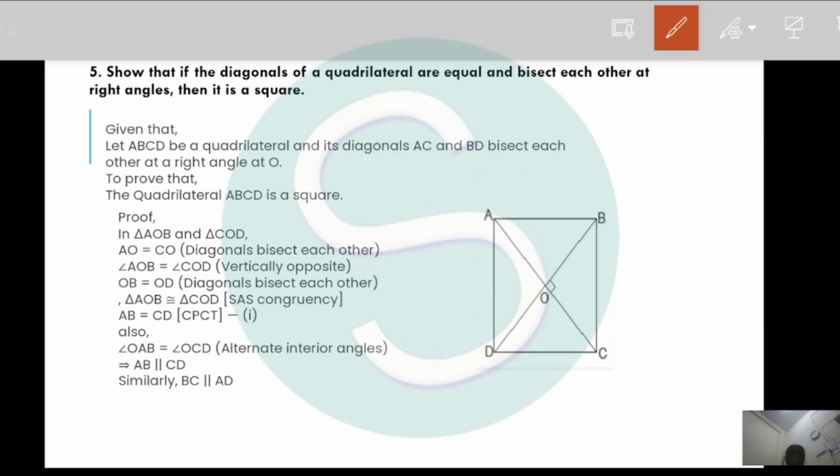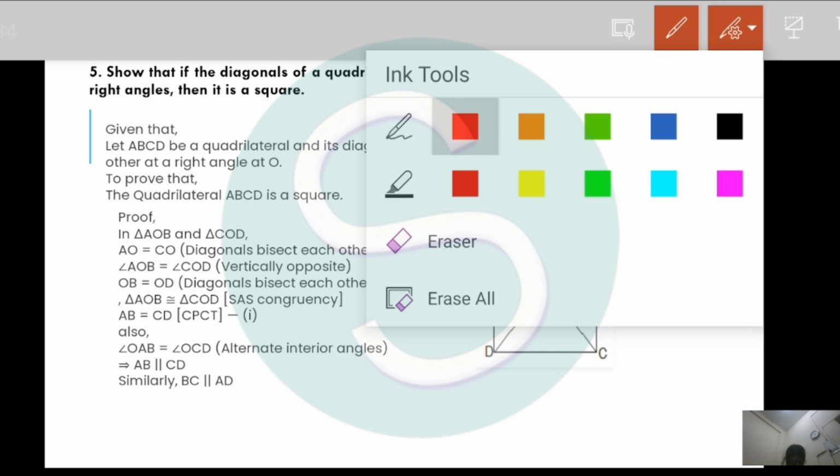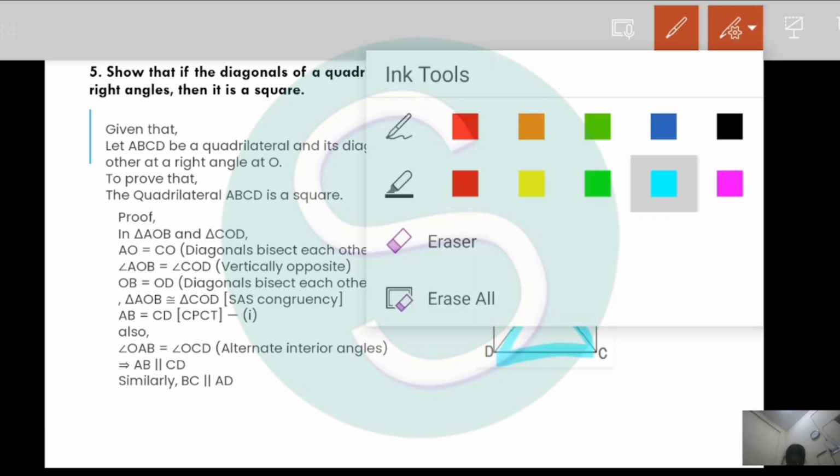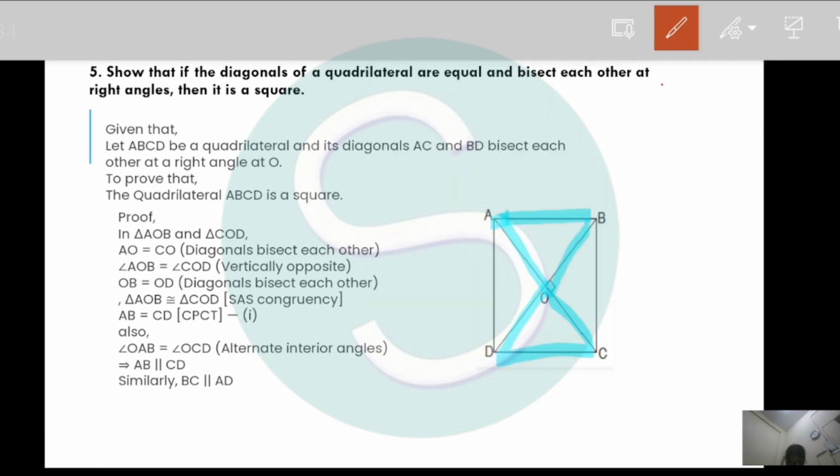So how we will prove is, we will consider two triangles, that is AOB, okay, and second is COD. So हमें क्या क्या given है? That diagonals bisect each other, right? It is given to us diagonals bisect each other at 90 degrees. So this side is equals to this side, and this is equals to this, as vertically opposite angles are equal. So AOB is congruent to COD by side angle side congruency. So by CPCT we proved AB equals to CD.